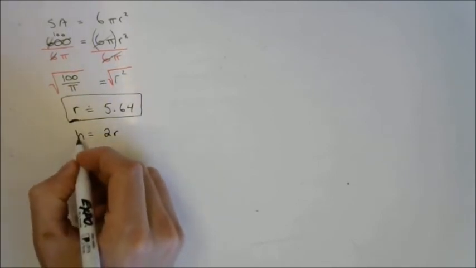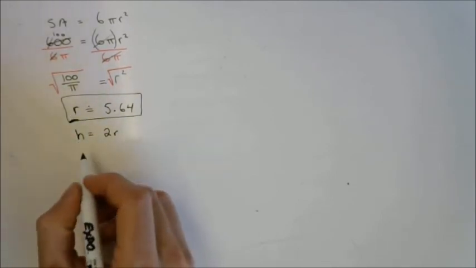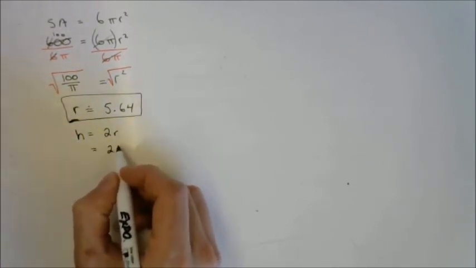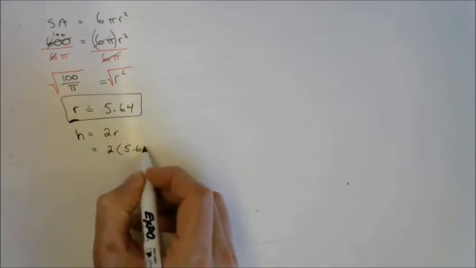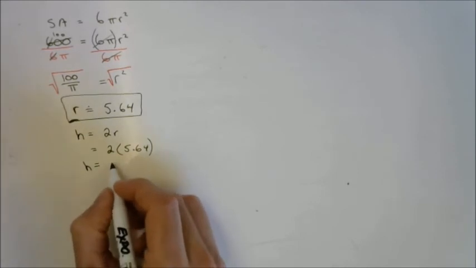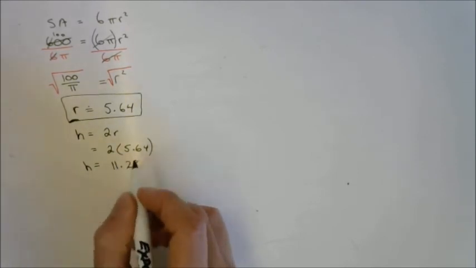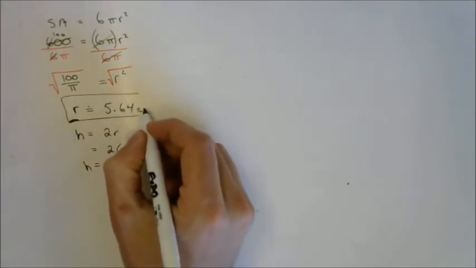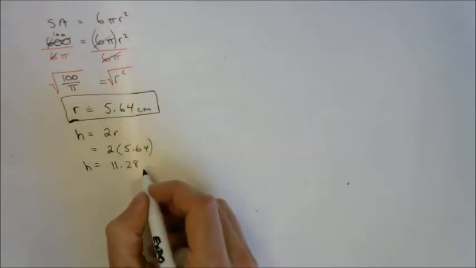If it says find the dimensions, you need to find r and h. So we just sub in what we know. R is 5.64. So the height of this can is 11.28. And we can add that we're dealing in centimeters here.